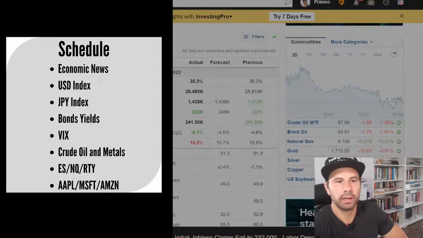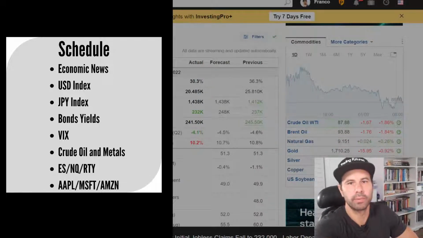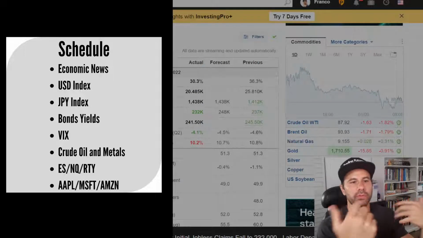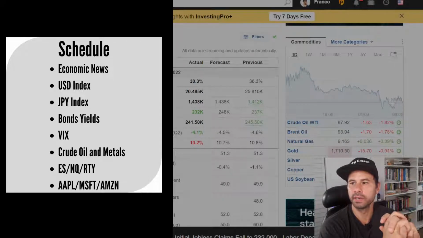Here we will check on the assets and do the pre-market analysis in order to come to the trading session in a better shape, better fashion, and see what we're gonna trade today.